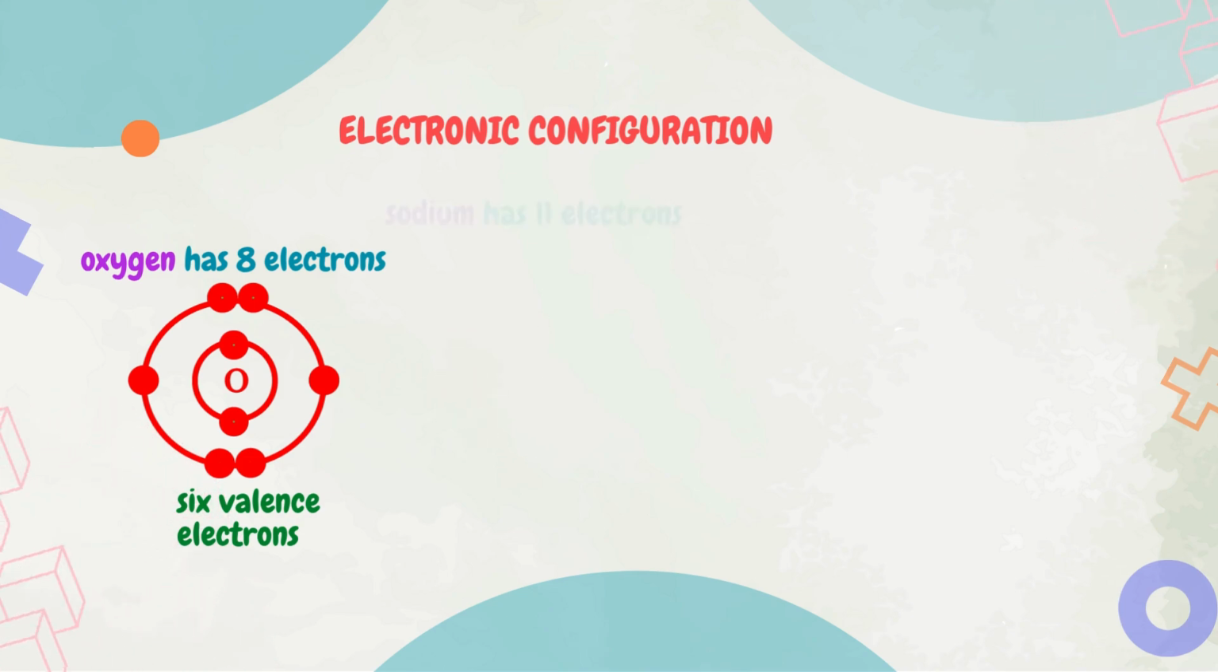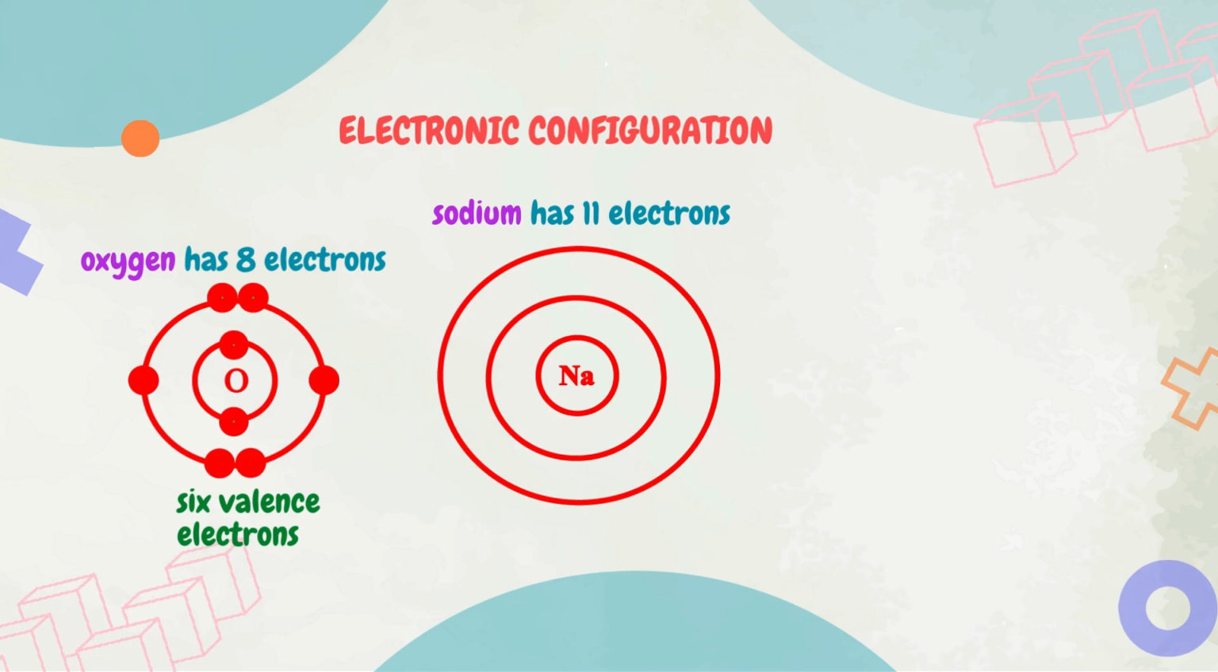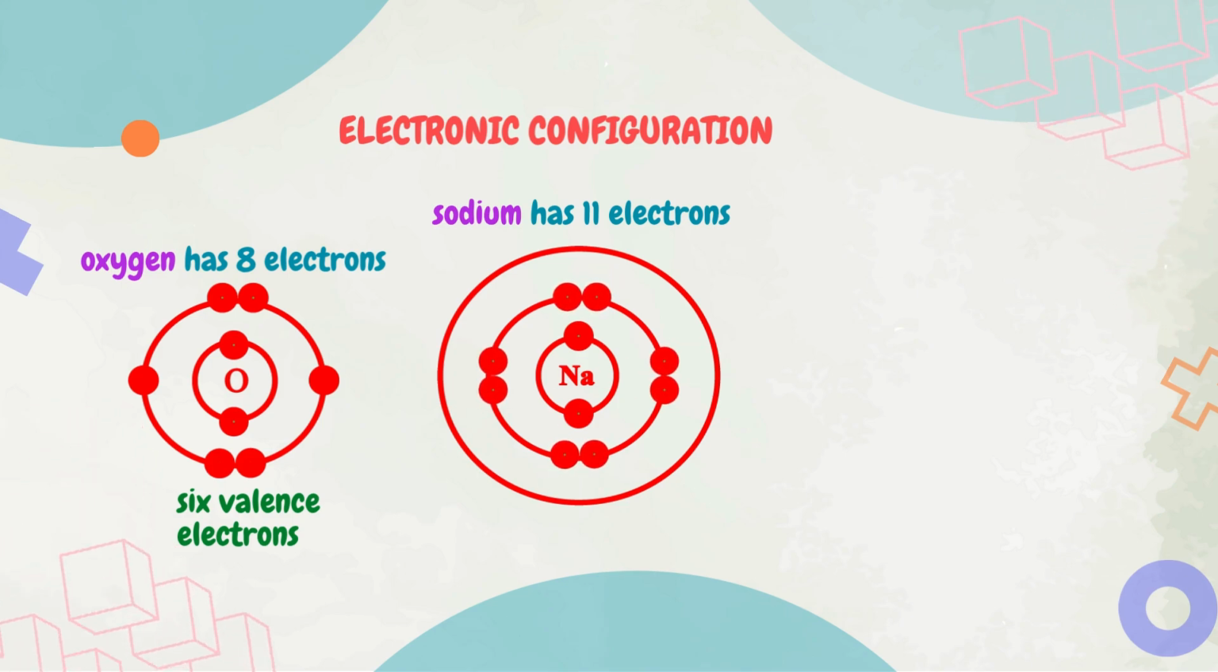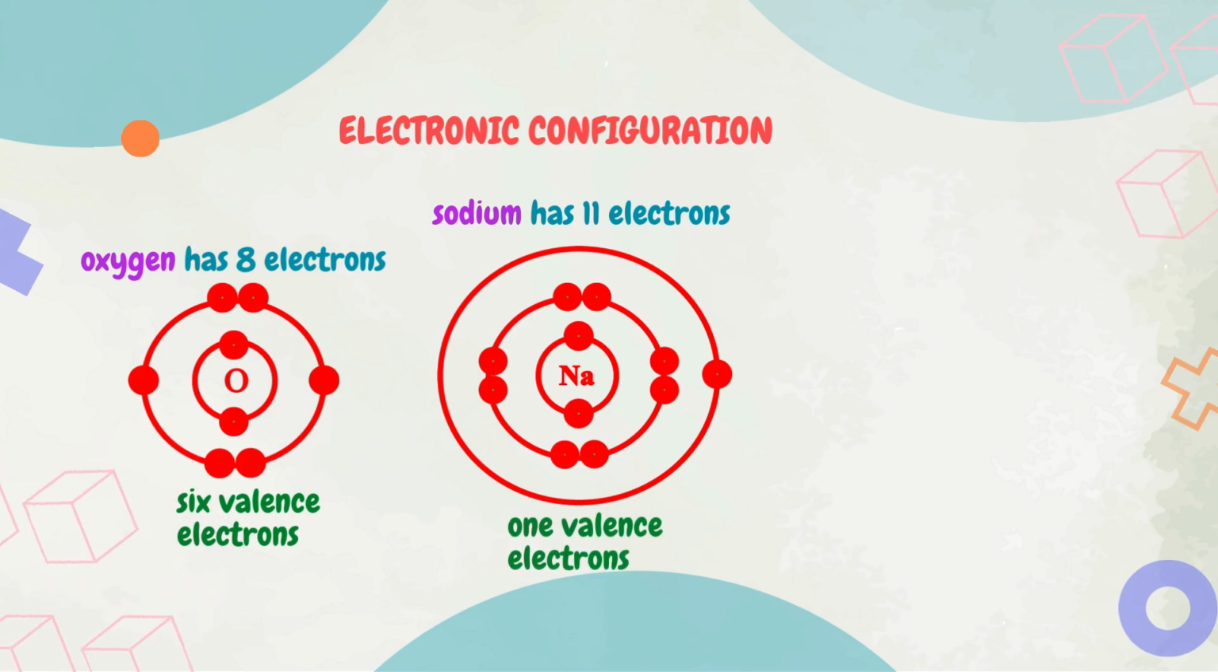Another example. Sodium has 11 electrons. 2 electrons are found in the first shell, leaving 9 electrons. The second shell can contain up to 8 electrons, so the second shell takes up 8 electrons, leaving 1 electron. The lone electron is found in the third shell. Sodium has 1 valence electron.